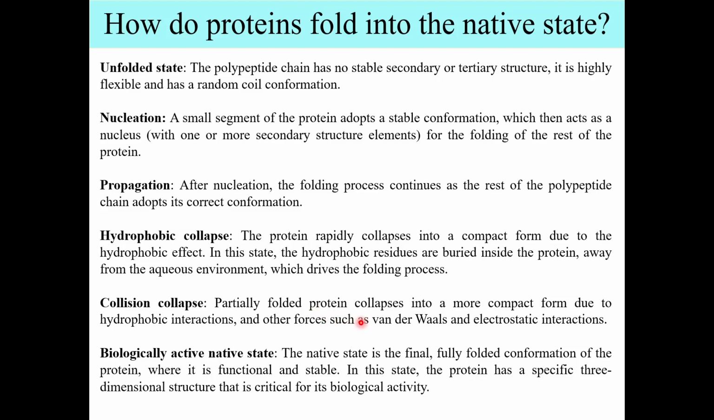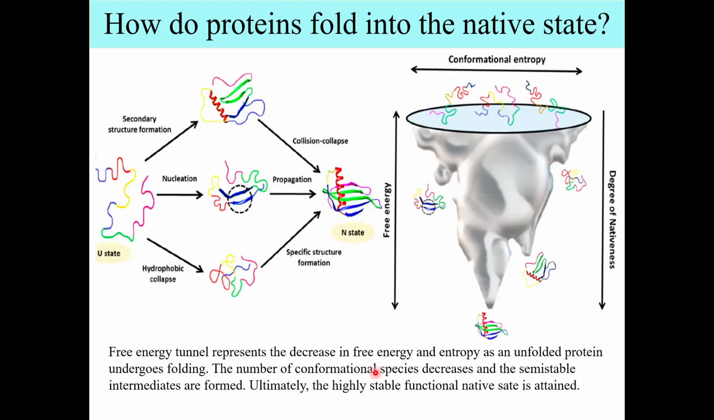And other forces such as van der Waals interactions and electrostatic interactions lead to the biologically active or native state. This native state is the final and fully folded conformation of the protein where it is functional and stable, right? In this state, the protein has a specific three-dimensional structure that is critical for its biological activity. I hope that is clear to you.